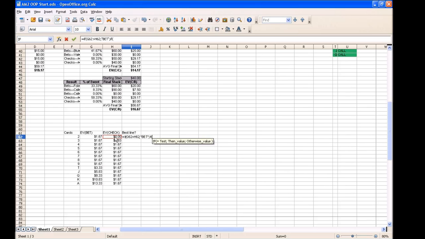If the EV of checking is greater than the EV of betting, clearly we want to check. And we have two options. We could either just do otherwise as neutral. That's fine. But let's say we want to test it just to make sure, because there could be an error of some sort. So if they're equal, if one equals the other, then it's neutral. And obviously this else should be impossible at this point, because either one's greater than the other or they're equal. But if that's the case, then we'll call that an error. Then we have to close our parentheses. We close the first one, close the second one, close the third one.